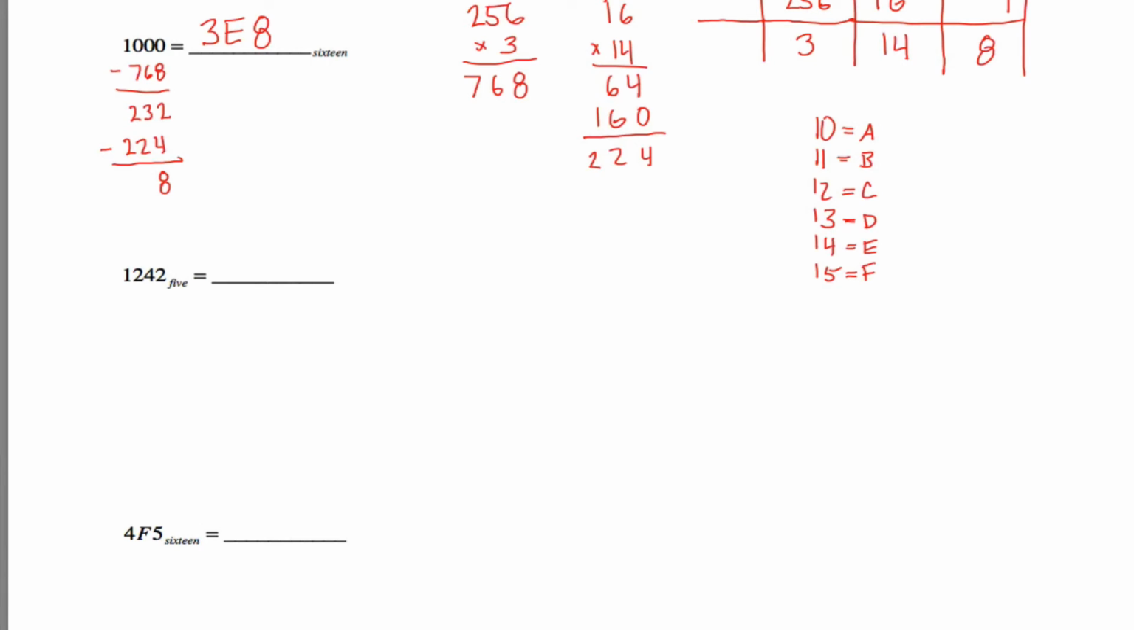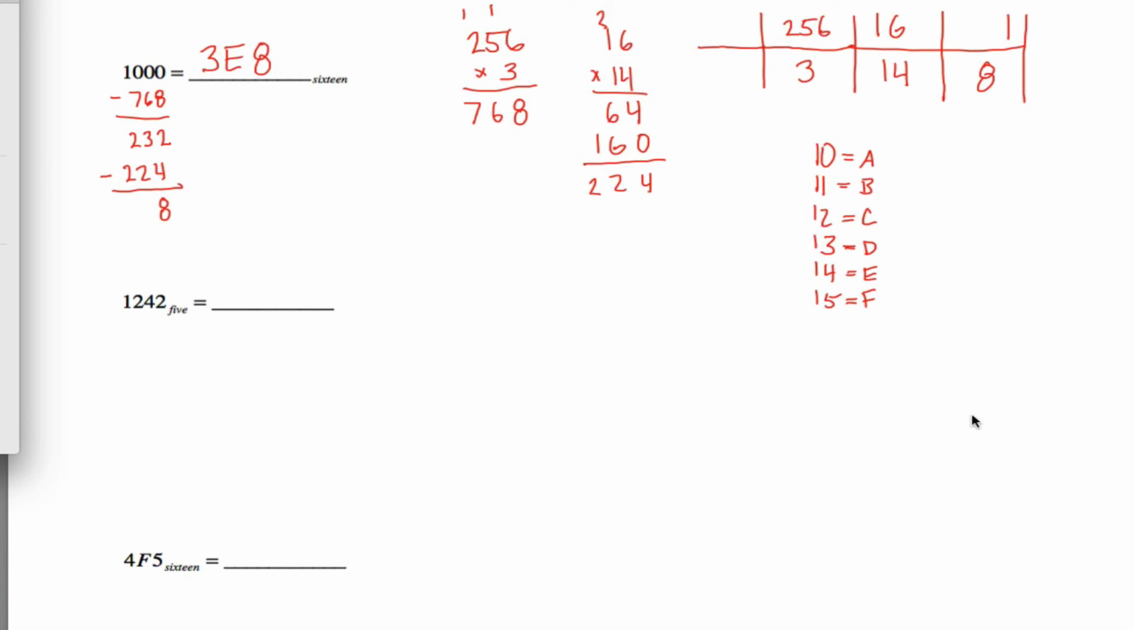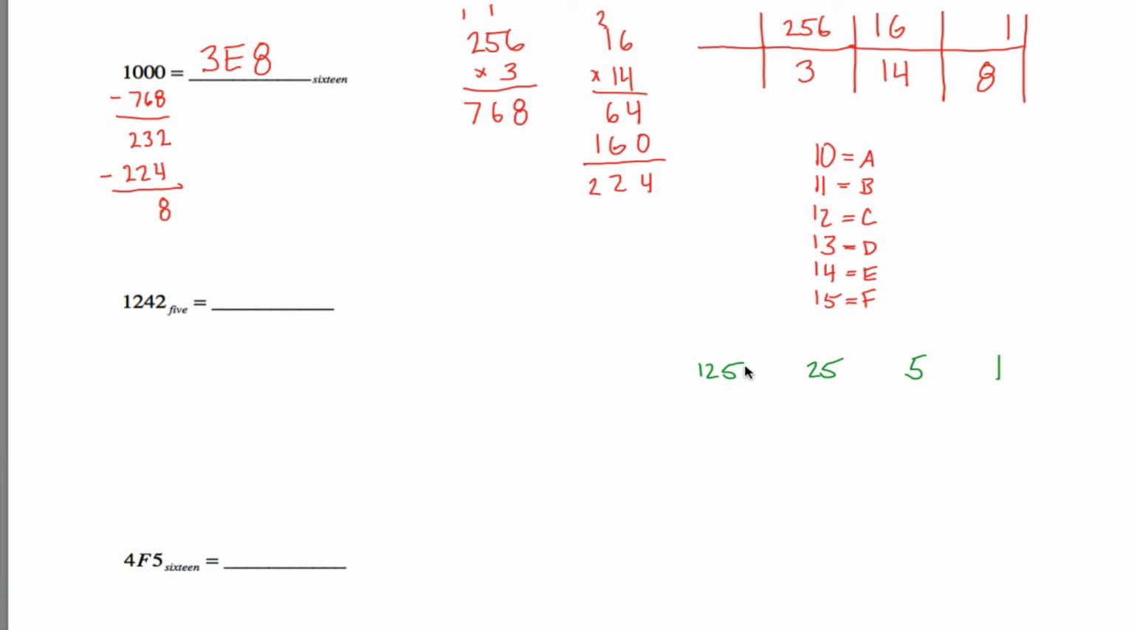Okay, now you're going in the other direction. Now you are told that you have a number 1242 in base 5, and you're asked what is the base 10 representation of this number. You can do something similar to what we were doing above. Just think you're in a donut shop, and you're a base 5 donut shop, so your options are powers of 5: 1, 5, 25, and 125.